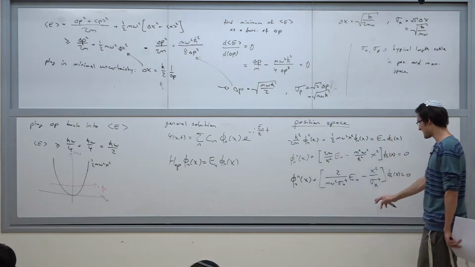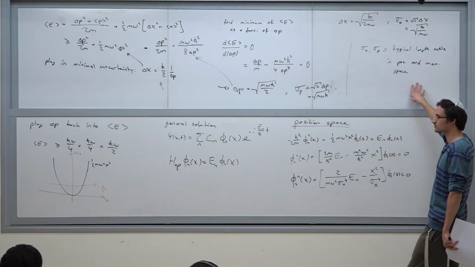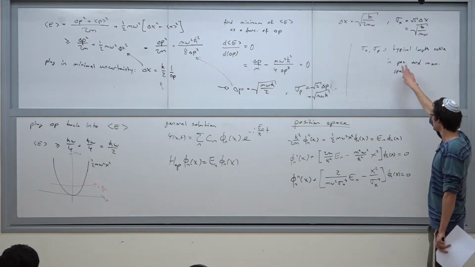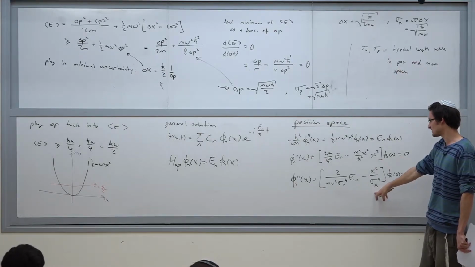Which is this. So I've now used the typical length scale. I always said sigma x is the typical length scale. I haven't shown it to you yet, but I will in a second. But I've incorporated it into the differential equation.